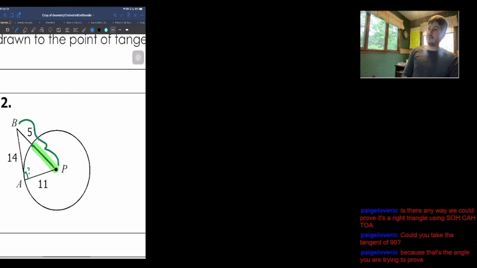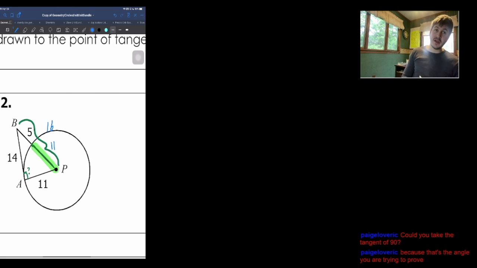Going back to this one. So that highlighted segment is the radius of the circle. We know the radius of the circle is 11. And if the radius of the circle is 11, that makes that whole side that "hypotenuse", in quotation marks, because I do not know if it is the hypotenuse or not. But I know it's 16.